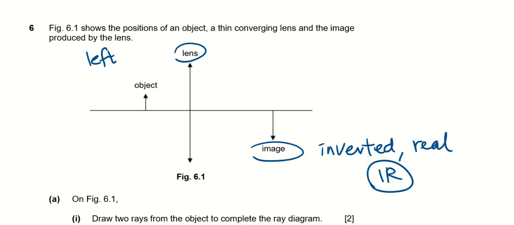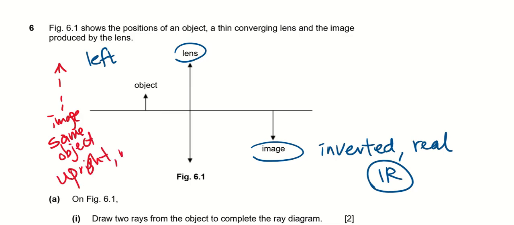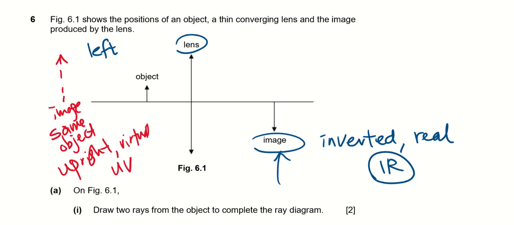But now if I tell you the image is found on the same side as the object, then it will definitely be upright. It will definitely be virtual. So this is our upright and virtual. But since for question 6 they tell us that the image is over here, we'll focus on this. This is actually no longer required in our syllabus, but it's good that you know.